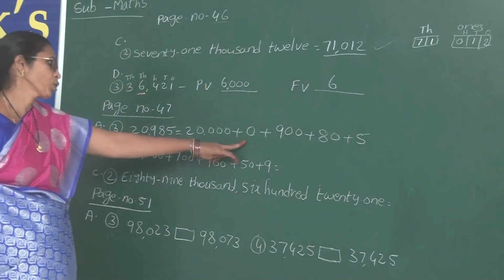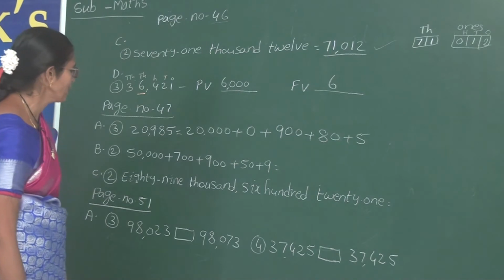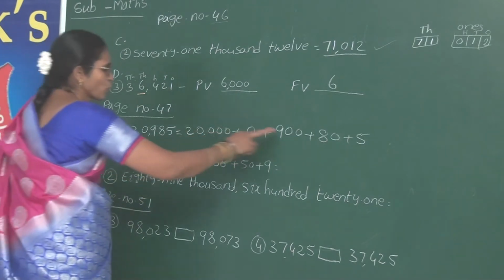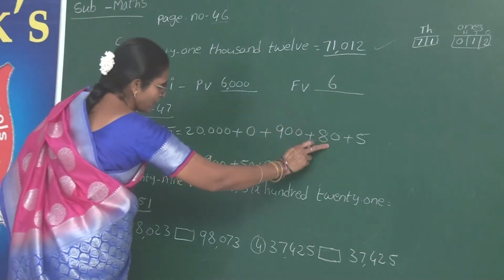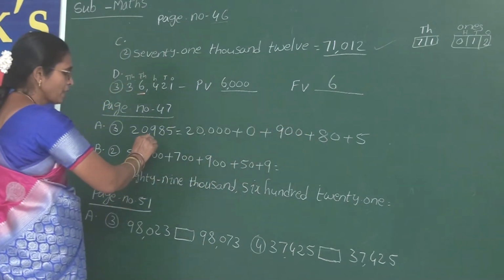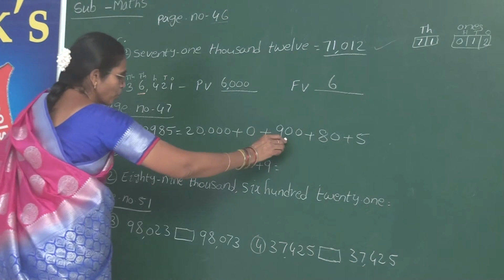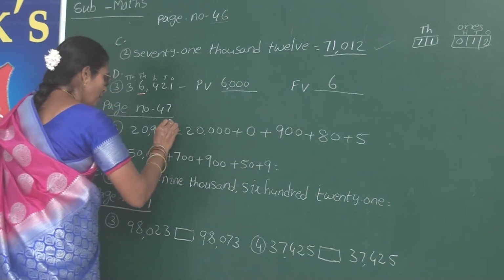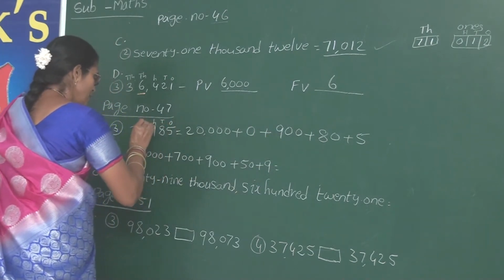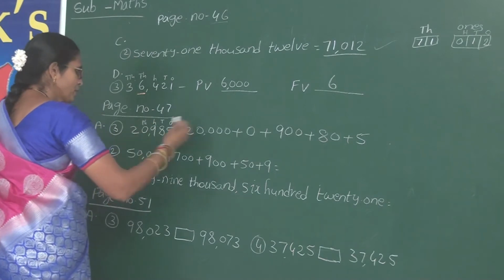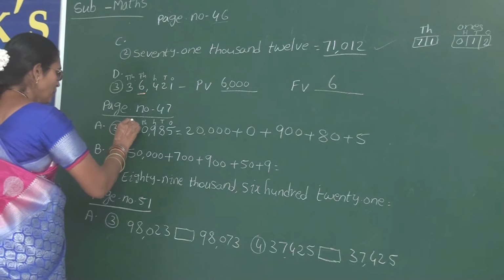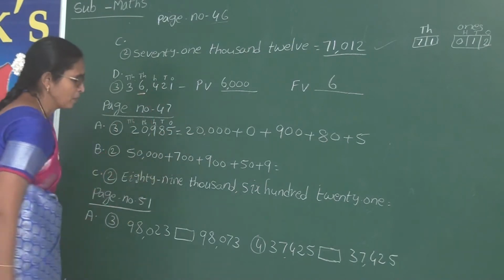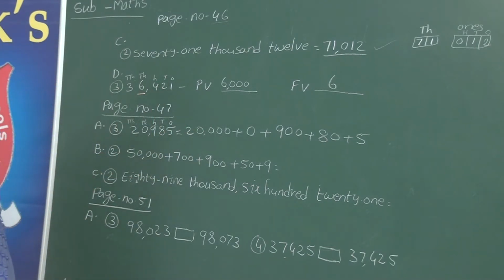Whether you are writing 0 or not, no problem, nothing will happen. So 5 is in ones place, so 5 ones are 5. 8 is in tens place, 8 tens are 80. 9 is in hundreds place, that's why 9 into 100 becomes 900. Ones, tens, hundreds. In thousands, 0 means you have to keep 0 only. And in 10,000 place 2 is there, so 20,000. Is it okay? Good, right. Next, come to the next question.